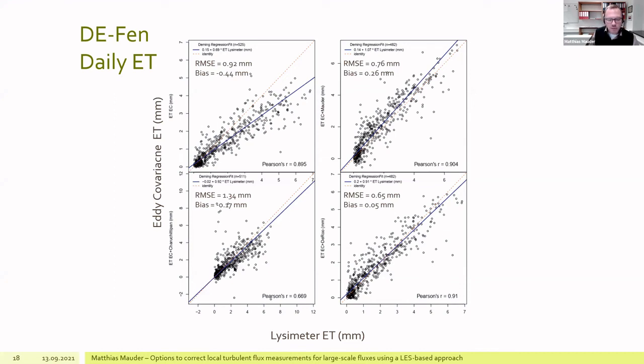And this is the method that is putting a larger portion of the residual into the sensible heat flux, but not the entire residual. Here we definitely get, on average, a better closure, but there's also a large spread that is added to this data set, which wasn't there before. So the Pearson's R is getting lower through this correction. Also the RMSE and the bias are improving. So this looks good, I would say.